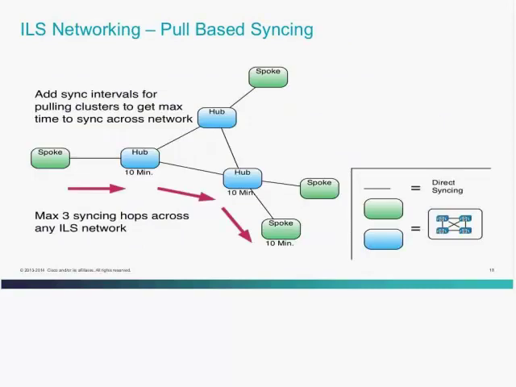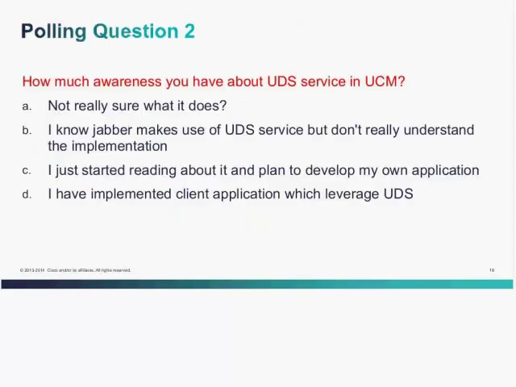So in this scenario, if you can see, the time interval between the spoke and hub is 10 minutes, hub to hub is another 10 minutes, and hub to spoke is another 10 minutes. So any changes made on the first spoke will take a maximum of 30 minutes to reach the other spoke, the other end. Before we actually get into the polling question, I can give you a demo on my communication manager of how to set up the ILS.